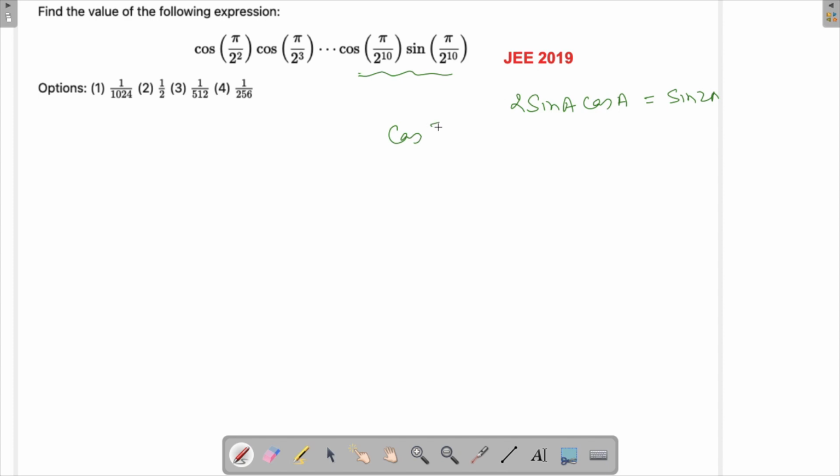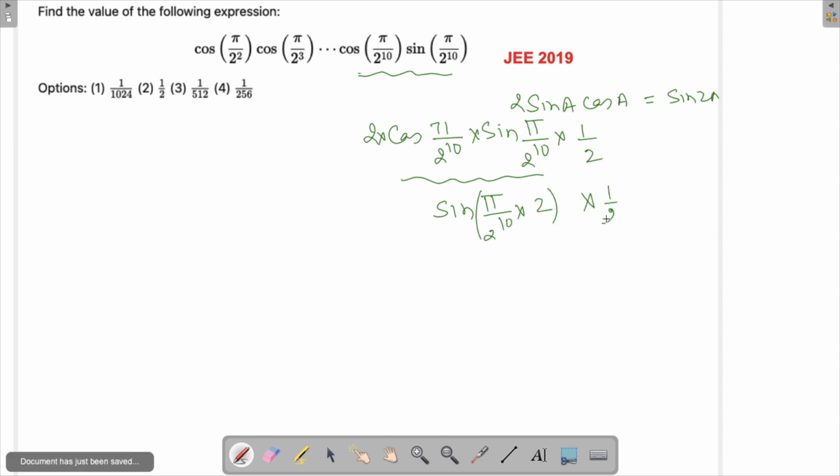So this is cos of pi upon 2 raised to the power 10 into sine of pi upon 2 raised to the power 10. If I multiply it by 2 and divide it by 2, this is 2 sine a cos a, so this is sine 2a. This will become sine of pi upon 2 raised to the power 10 into 2, which is sine pi upon 2 raised to the power 9, and this is 1 by 2, right?